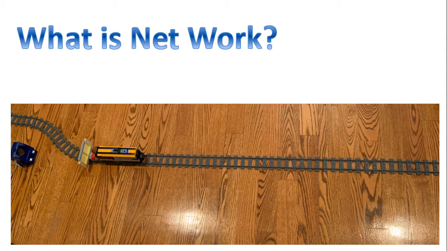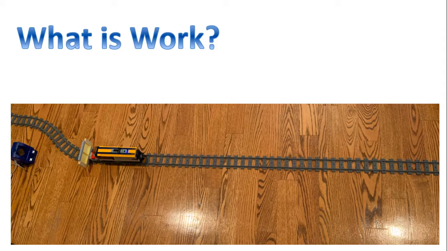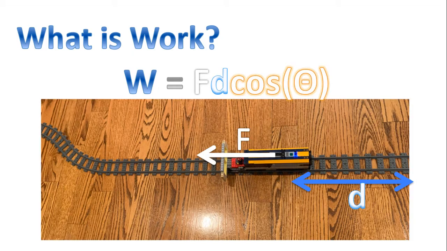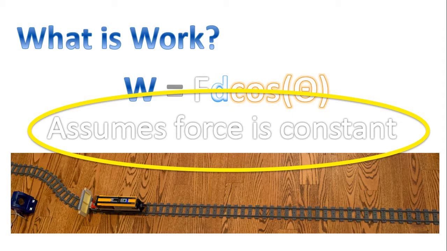And so to see this derivation, the question is, what is net work? To answer that question, we'll start off with what is work? Work is a measure of energy transfer, gain or loss of energy, when a force acts on an object over a distance or displacement. The definition of work is force times distance times cosine theta. Now this definition assumes that the force acting is constant. So throughout our investigation today, we will assume that the force that's slowing down the train is constant.